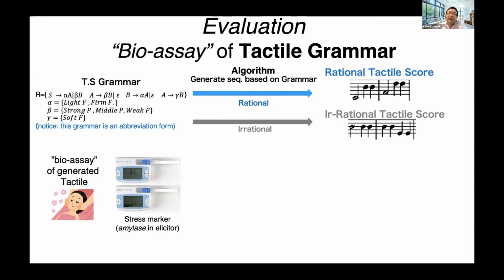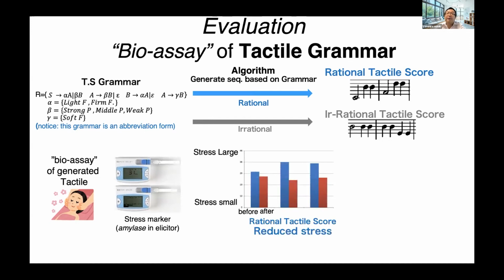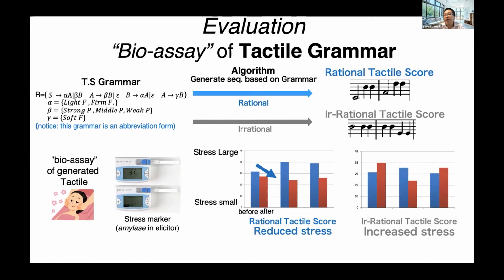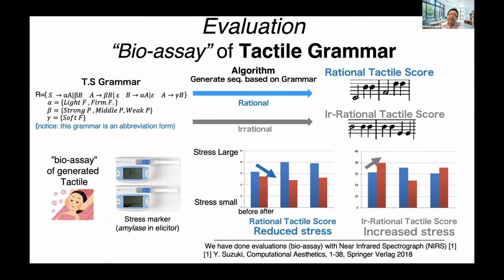We used a stress marker, amylase, as the elicitor. This is the result. This is the rational case: before and after, the stress value decreased. And in the irrational case, in many cases, stress increased.